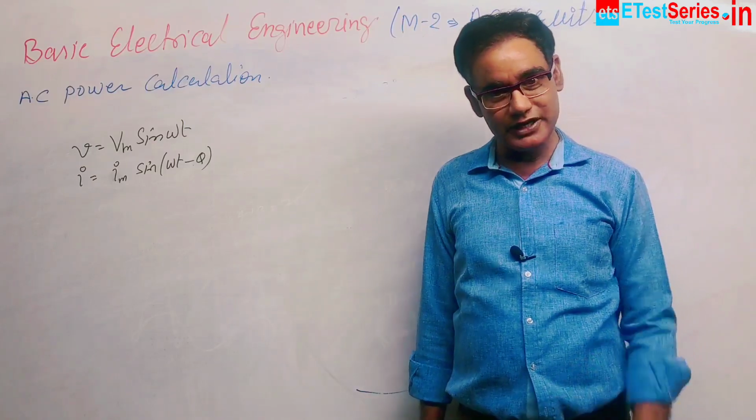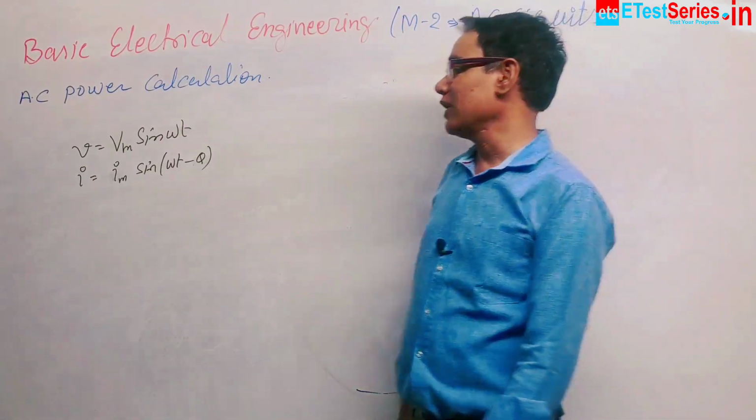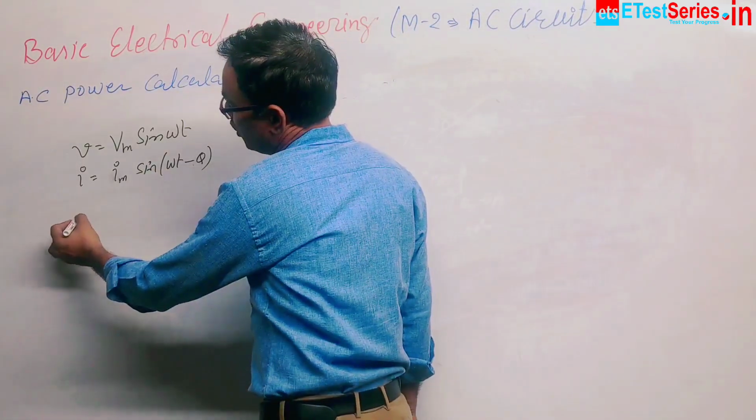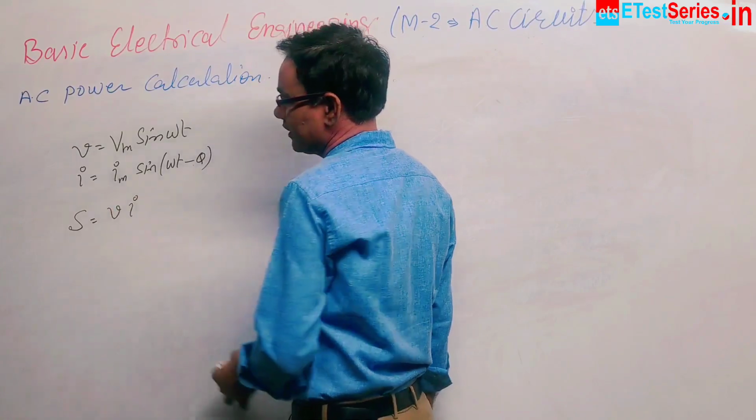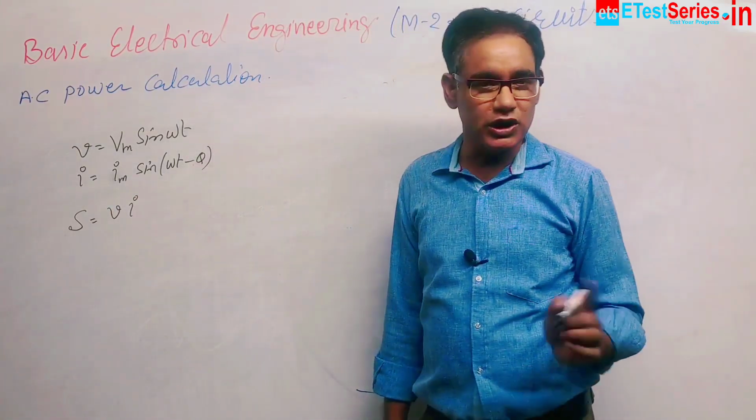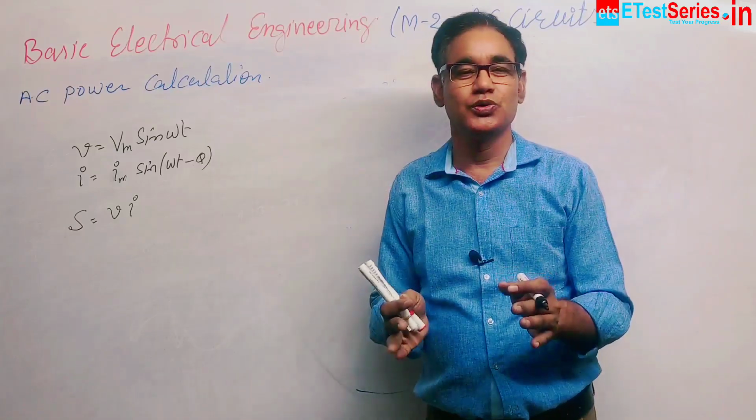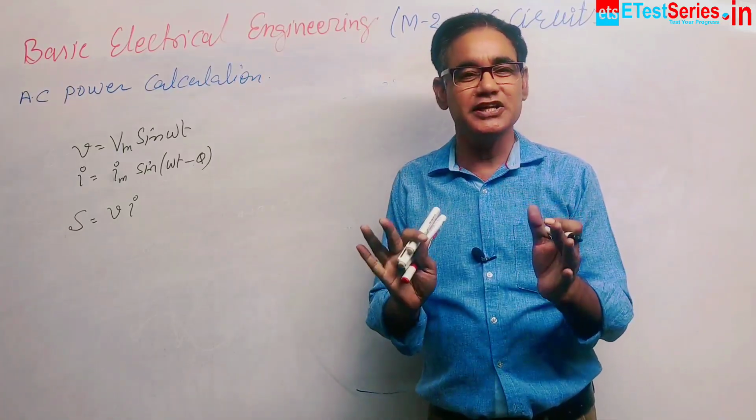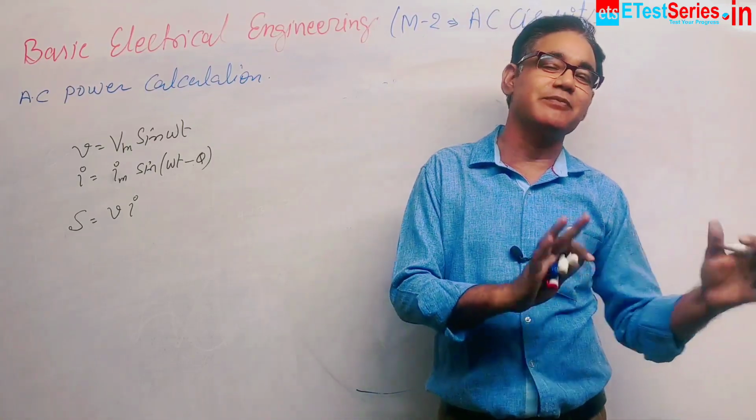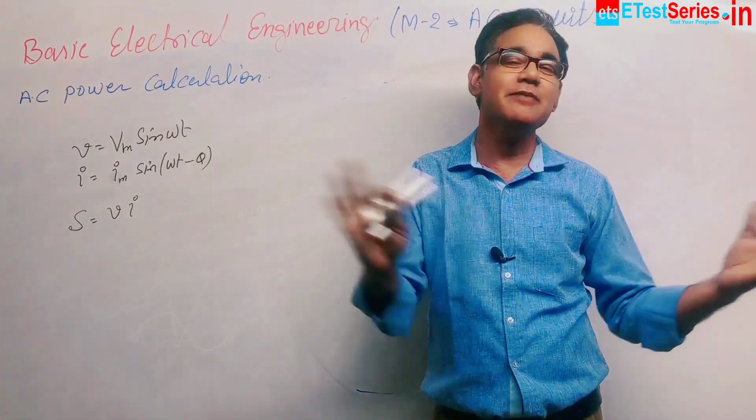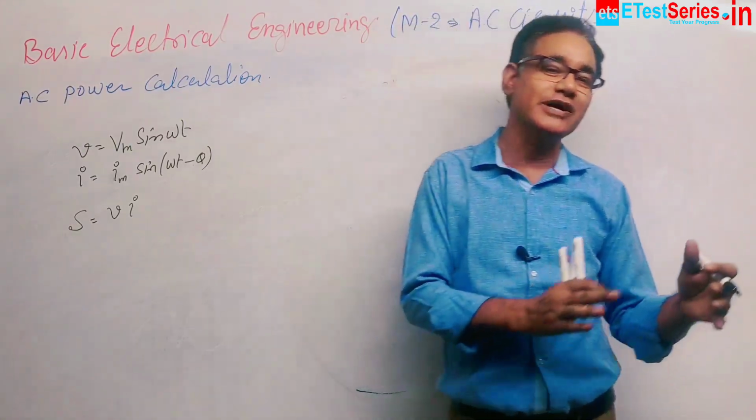Okay, by default we are taking minus. So to calculate the power, we know the power is voltage into current and the angle in between these two. We require three things to calculate the power. It may be the active power, it may be the reactive power, it may be the total power, that is the apparent power. We require voltage, we require current, we require the angle.